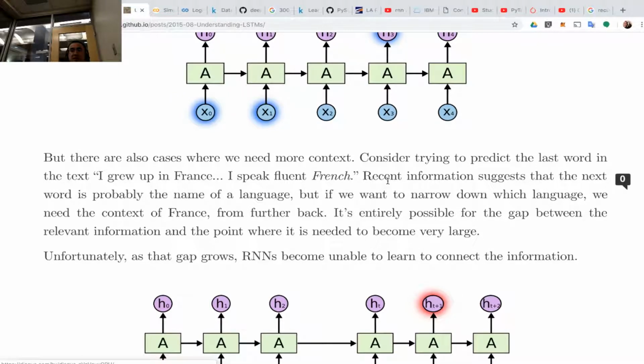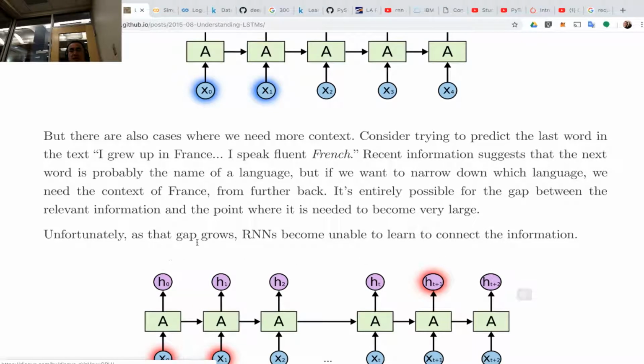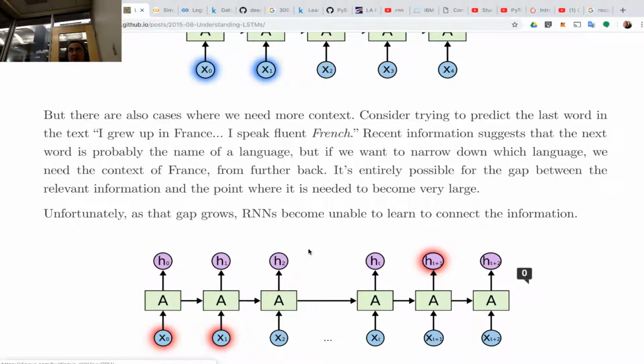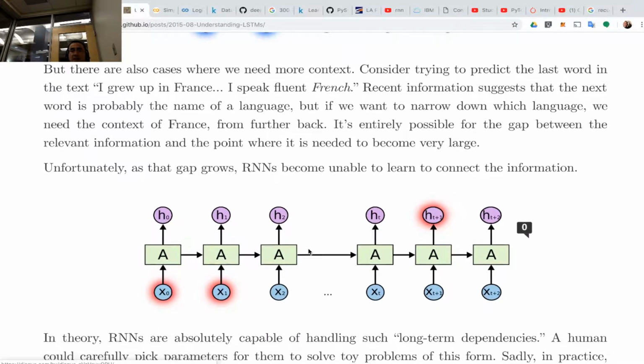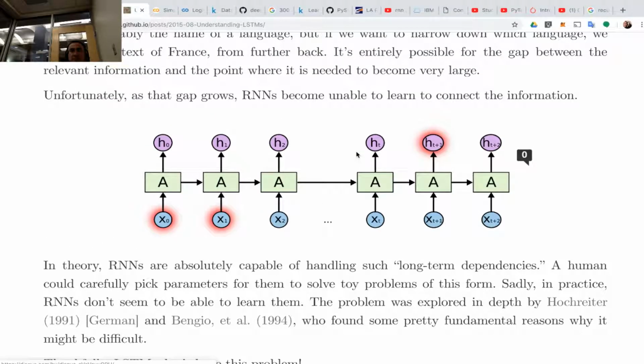But this one is saying that sometimes you have to go further back, right? So it's entirely possible for the gap between the relevant information and the point where it is needed to become very large. Unfortunately, as the gap grows, RNN becomes unable to learn to connect the information. So I think this one is saying that RNN doesn't have a long-term memory. The memory is just short-term, I think.